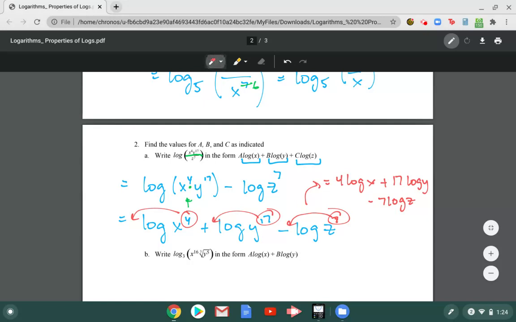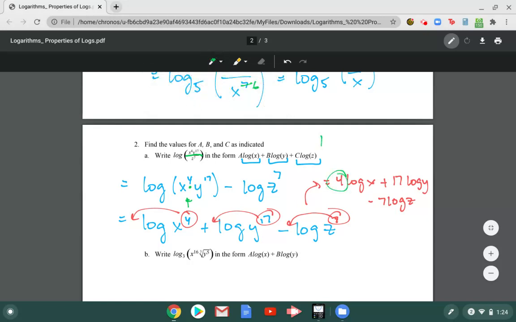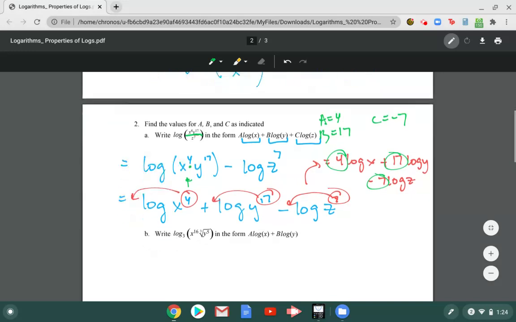So to solve this, we've got our values of a, b, and c. A is 4, B is 17, and C is -7. Okay, see how I did that? So I'm really trying to expand this to the point where I've got log x isolated, log y isolated, and log z isolated. Let's go ahead and tackle part B.